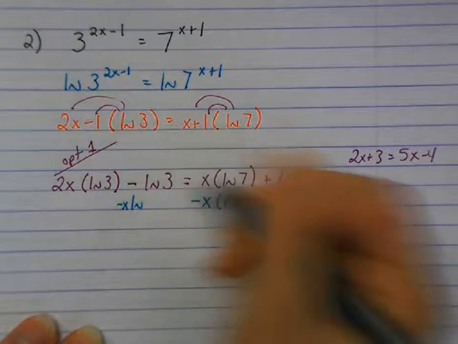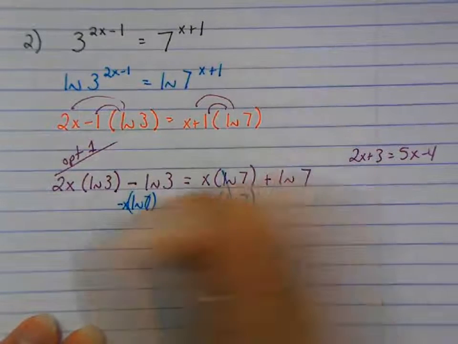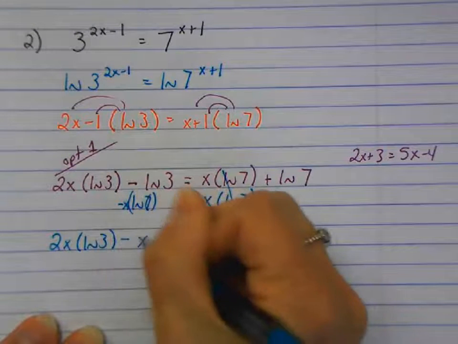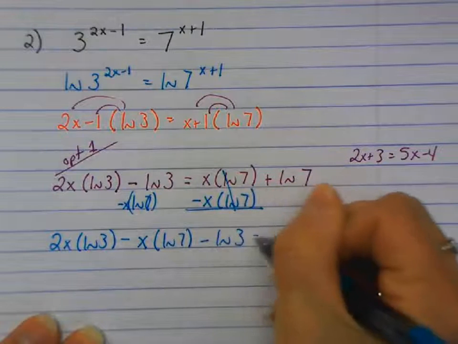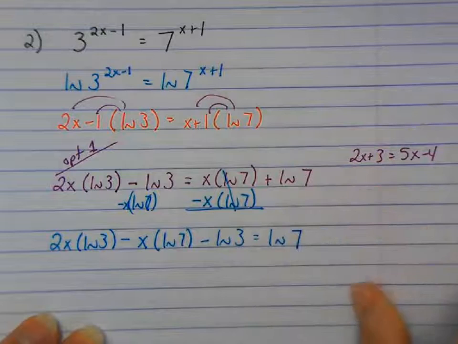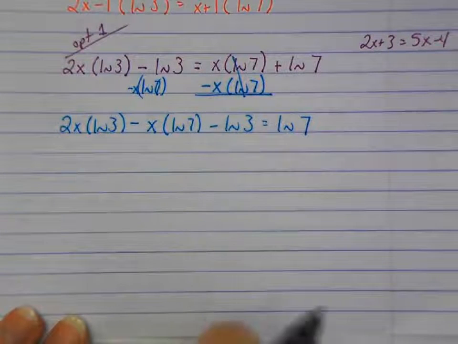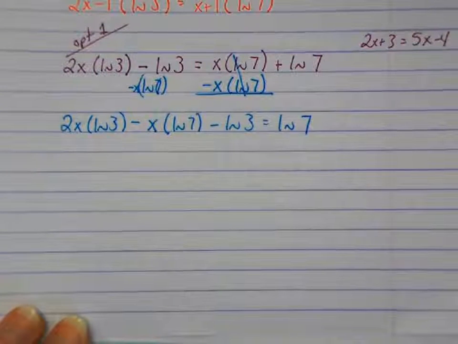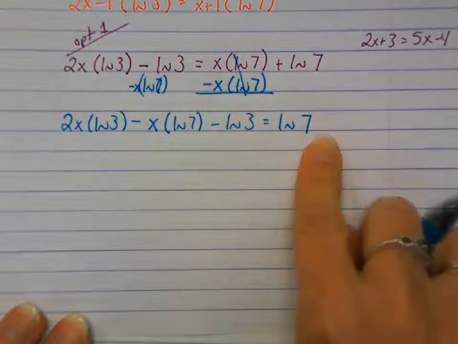So, these are gone. I have 2x natural log of 3 minus x natural log of 7 minus the natural log of 3 is equal to the natural log of 7. Okay, I understand. This looks like an absolute mess. So this is for those of you who say, I have to get an exact answer. Alright, I'll explain it a little bit differently in a minute, but just hang in there with me. Alright, let's get this moved to the other side. So now I'm going to add the natural log of 3 to both sides.